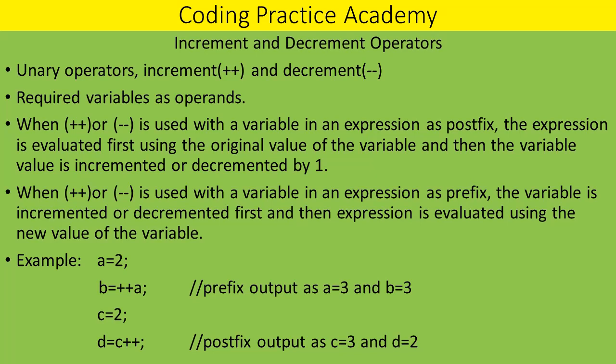Now we start discussing each operator with practical examples, starting with increment and decrement operators. The key points are: increment and decrement operators are unary operators. Their symbols are plus plus and minus minus. As per definition, a single variable is used as operand. There are two operations possible with increment and decrement operators, that is postfix and prefix.